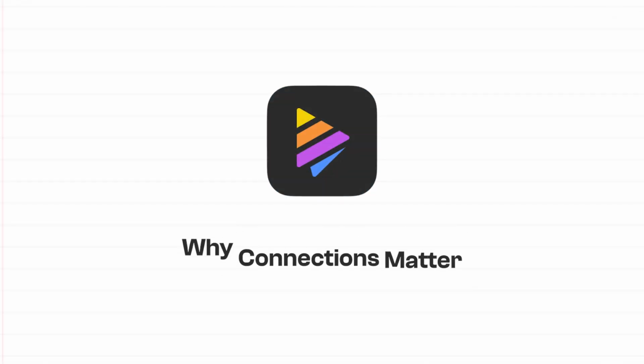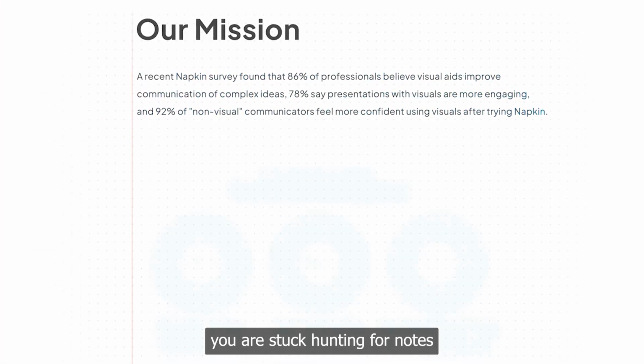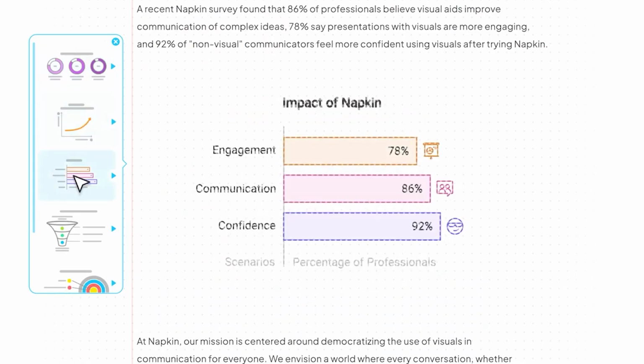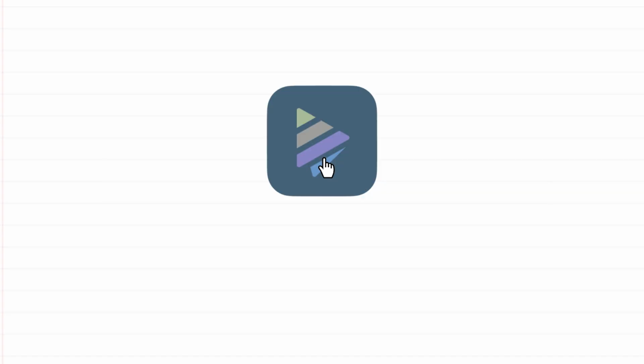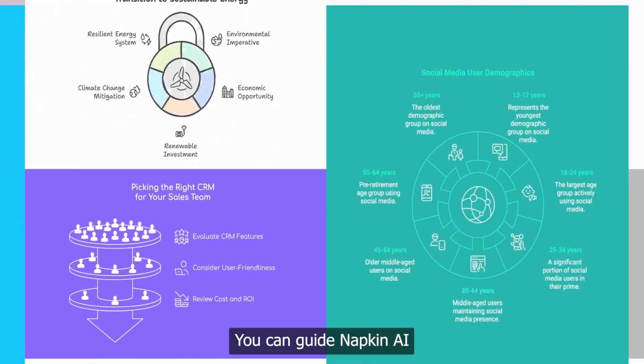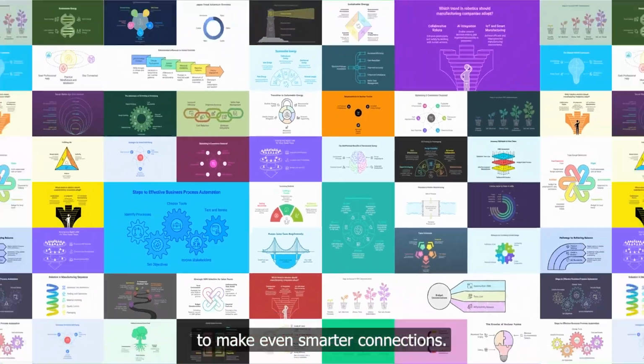Why connections matter. Without connections, you are stuck hunting for notes one by one. With connections, your notes work for you. They generate patterns, clusters, and new ideas, much like how the brain makes associations. Strengthen your links. You can guide Napkin AI to make even smarter connections.